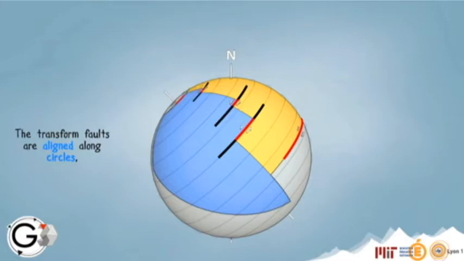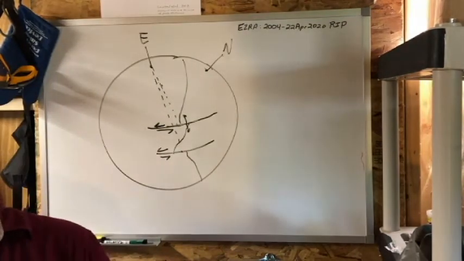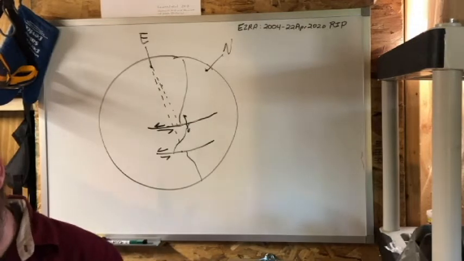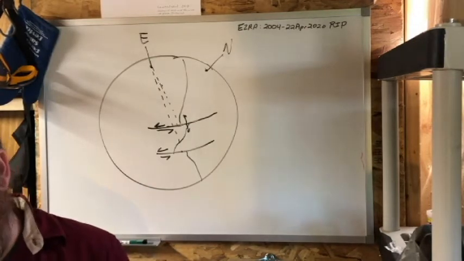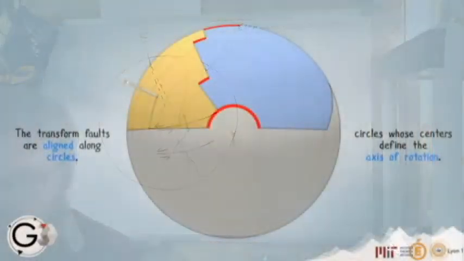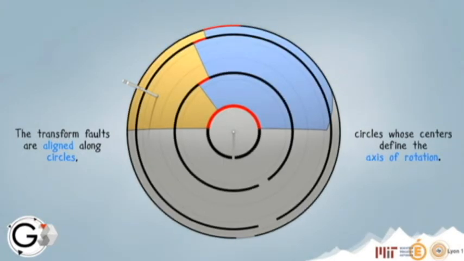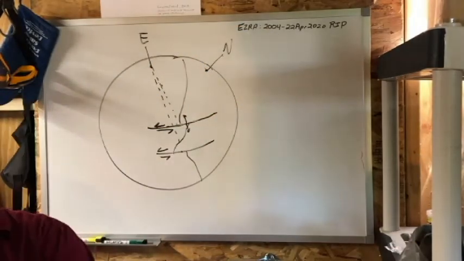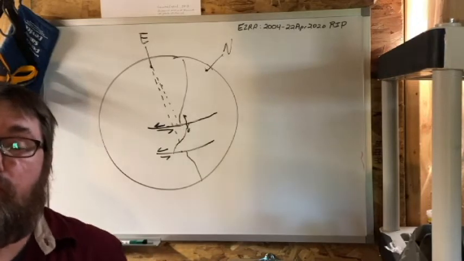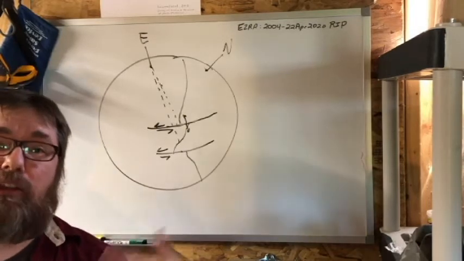Those are our transform faults, aligned along circles. In this case, Euler latitudes, if you will. Just like you have lines of latitude on the Earth relative to its rotational axis, the same thing applies to Euler poles. And these are where your transform faults initiate. So the transform faults are aligned along the circles, which is basically what I just said. The circles whose centers define the axis of rotation, which I also have already explained. As the plates move away from one another, these circles, or essentially Euler latitudes, can be traced out.